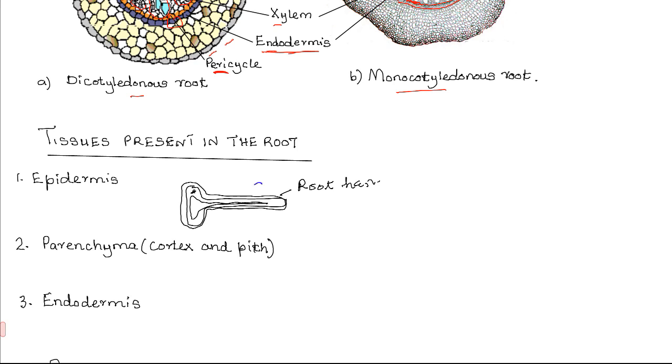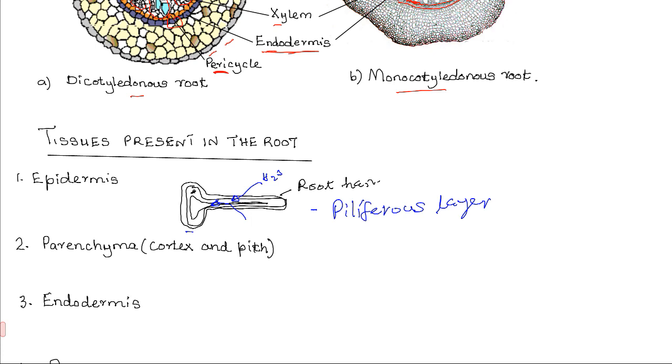So through the extended root hair, water and mineral get absorbed into the roots. Now, this region of the epidermis where the root hair cells are present is known as the piliferous layer. And the root hair cells are thin-walled to allow easy passage of water and mineral salts.